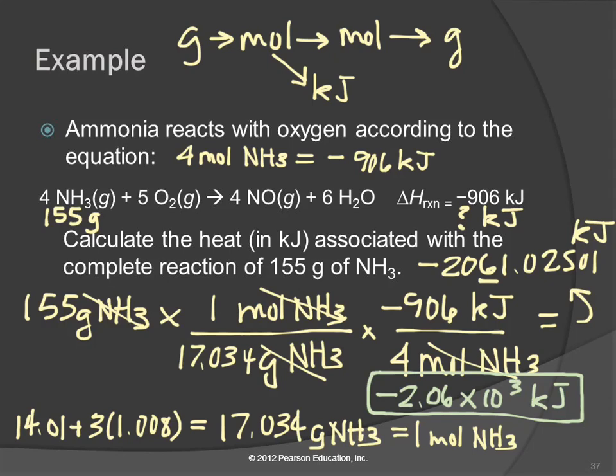We can calculate it for a given amount of ammonia, or for a given amount of oxygen, or for a given amount of water. So the 906 is for the molar amounts given here. So 4 moles gives us this amount. If we had 8 moles, it would be twice as much. Does that make sense? Any other questions?